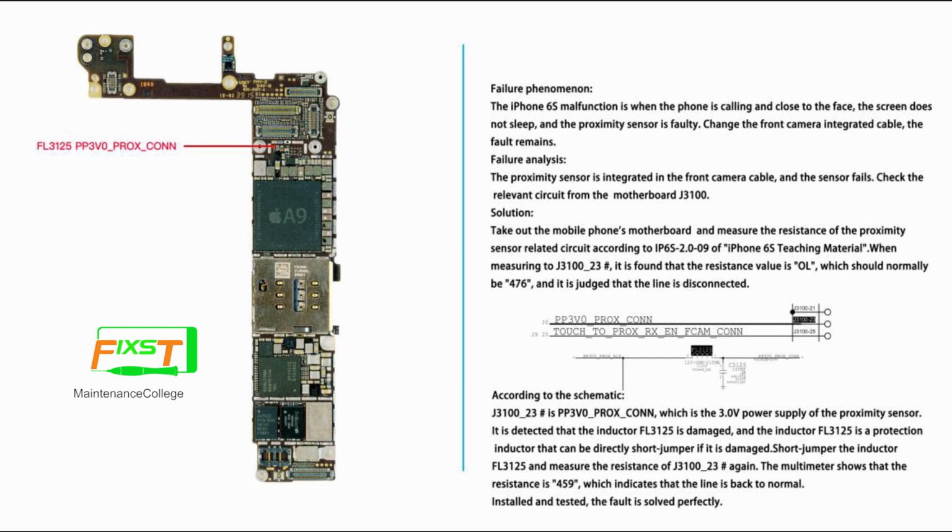And after we test, you can see that we found the inductor FL3125 is damaged. In the last class, we talked about how if this FL is a protection FL, we can make a jumper if it is damaged. How to make a short jumper? We just connect the 2 pins of the FL using a jumper, and it is okay. After we make the short jumper and test the resistance one more time, the resistance comes back to normal. So we install and test the phone again, and we find the problem is fixed.